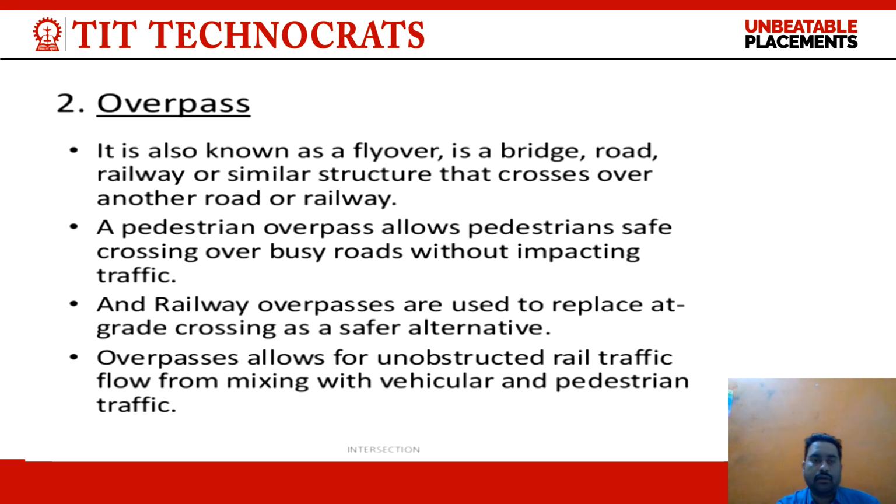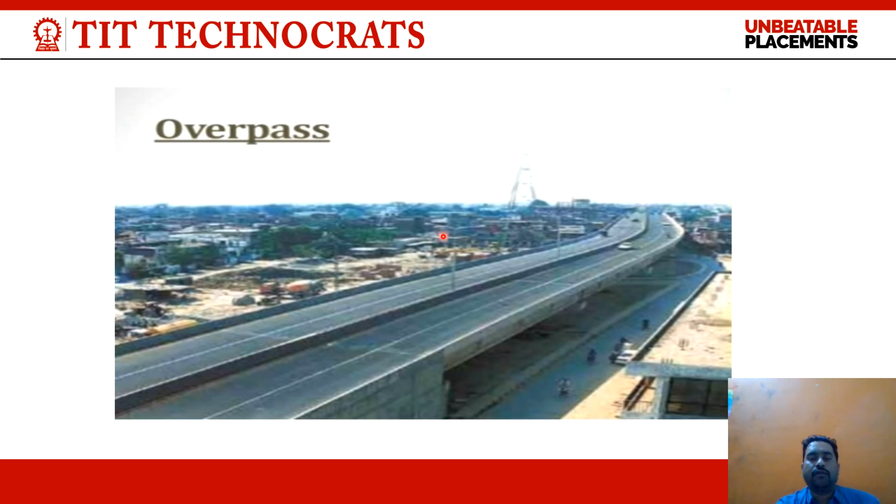Next, overpass. It is also known as a flyover. It is a bridge, road, railway or similar structure that crosses over another road or railway. A pedestrian overpass allows pedestrians safe crossing over busy roads without impacting traffic. Railway overpasses are used to replace at grade crossings as a safer alternative. Overpasses allow unobstructed rail traffic flow, without mixing with vehicular and pedestrian traffic. This is the schematic view of an overpass or flyover bridge.